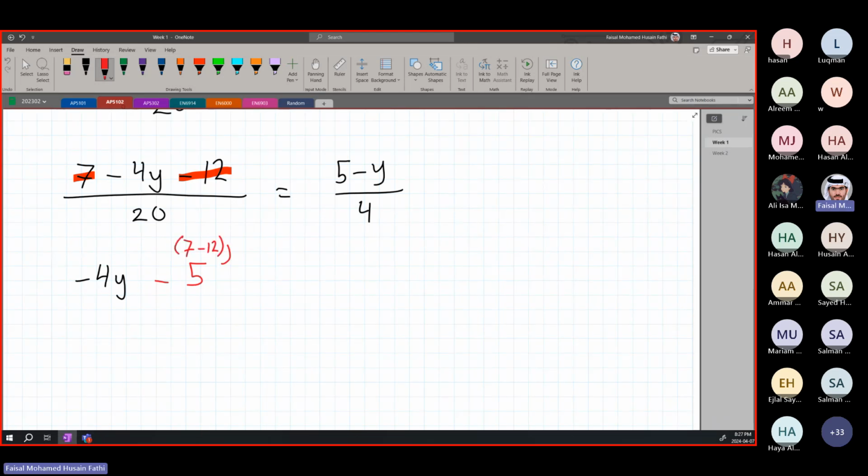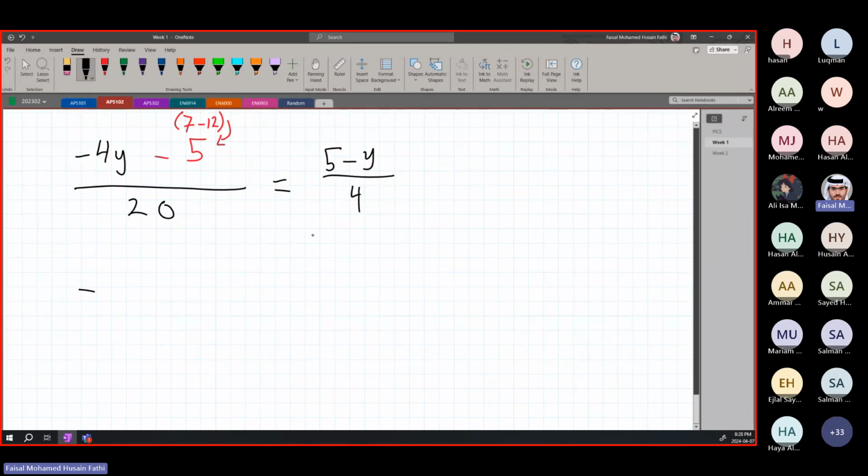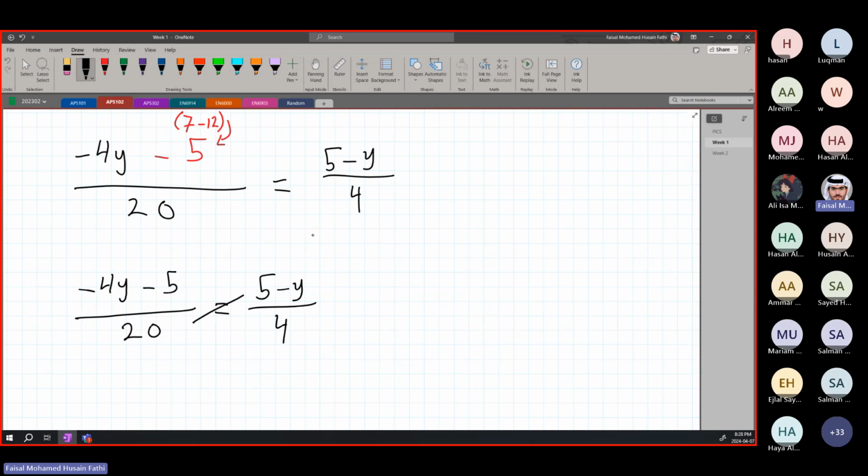Okay, this is where we got this from. All over 20 is equal to 5 minus y over 4. And then if I just rewrite this one more time, so we have minus 4y minus 5 over 20 is equal to 5 minus y over 4. What can we do here? We can do now the cross multiplication as we saw earlier.